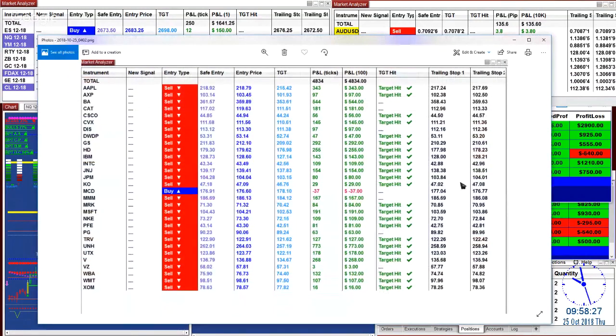This is from yesterday. You can use it on the stocks as well and feed the automated trade on 100 stock each if you want to, or 50 stock each, or whatever. I don't know how you want to do it, but you can use it also on the stocks.